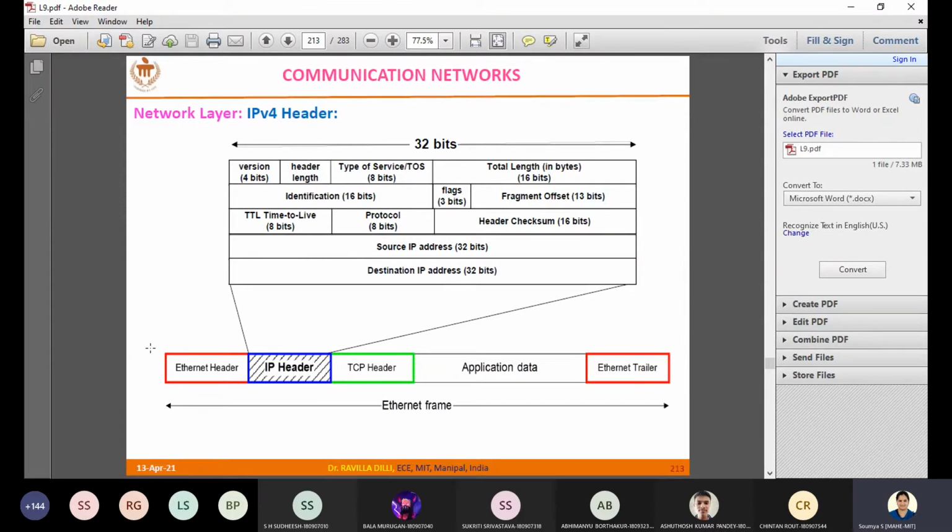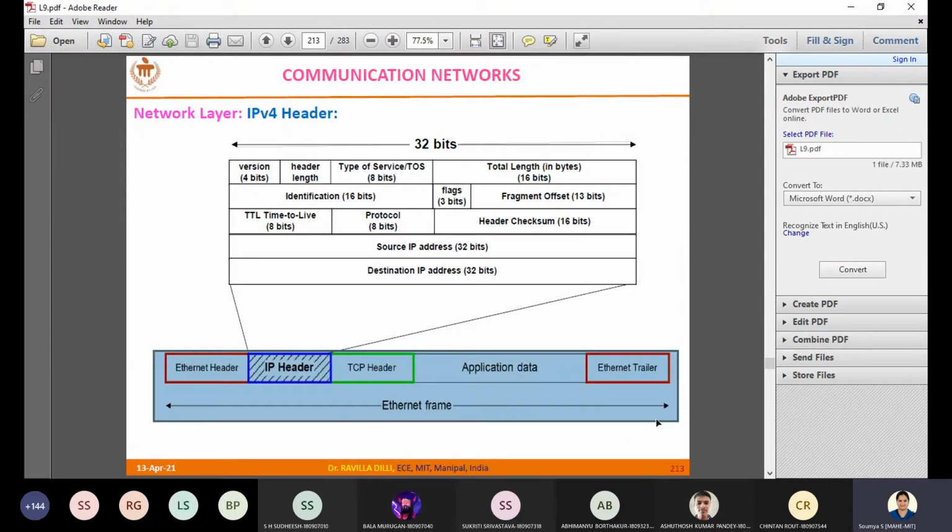This is the entire Ethernet frame. The Ethernet frame has the Ethernet header first, followed by the IP header, followed by the TCP header, then the actual data, and followed by the Ethernet trailer. Now, what does this IP header consist of? It has the version, header length, type of service, total length, identification, flags, fragment offset, etc.